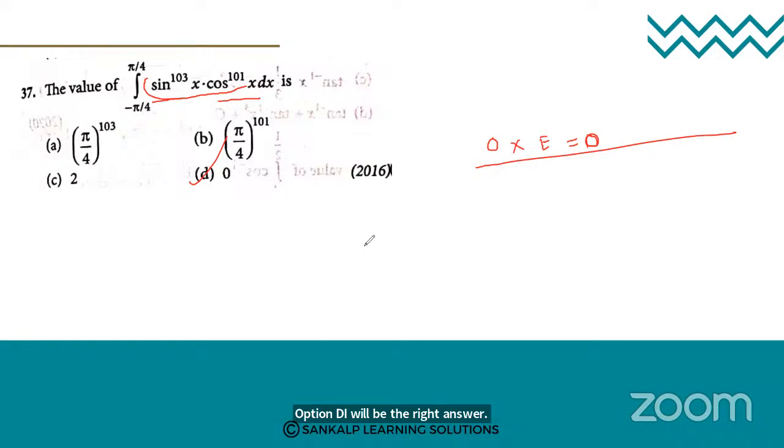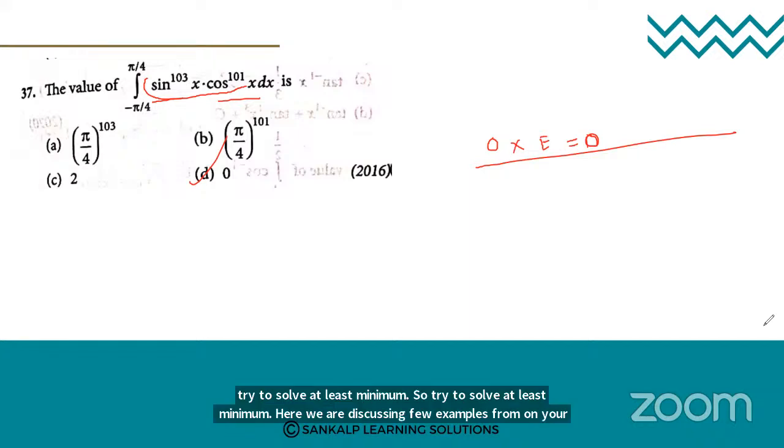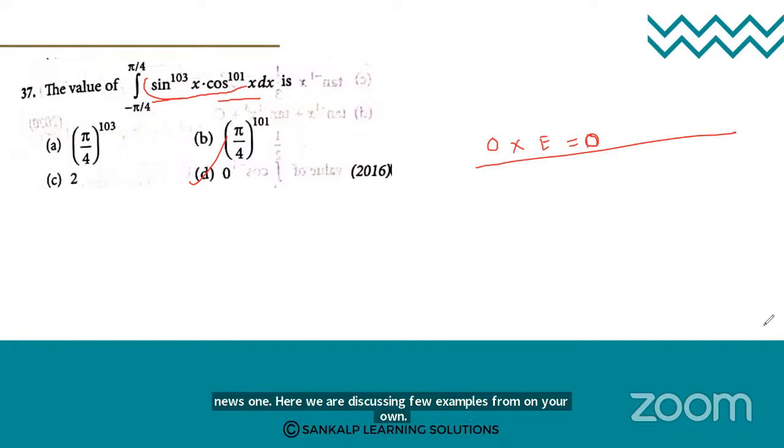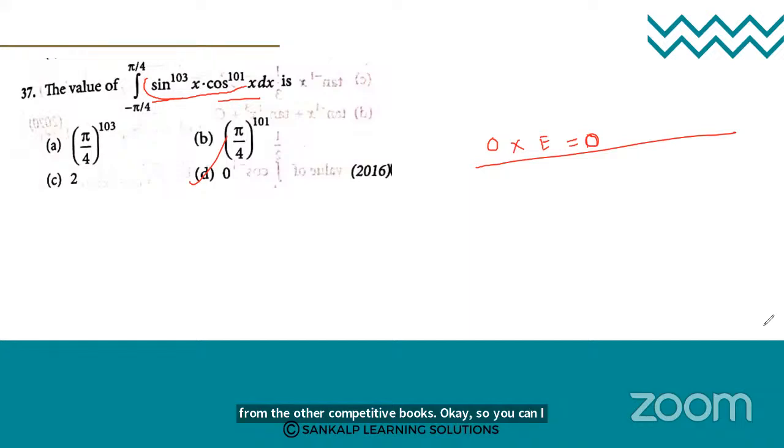This question has again been asked from properties of definite integrals. The previous question was asked from integration by parts. These concepts are very important, so try to solve at least a minimum of 15 to 20 examples on your own from other competitive books. You can try some objective type examples, or even if you solve your board level examples properly once again, it will help you to attempt these questions.